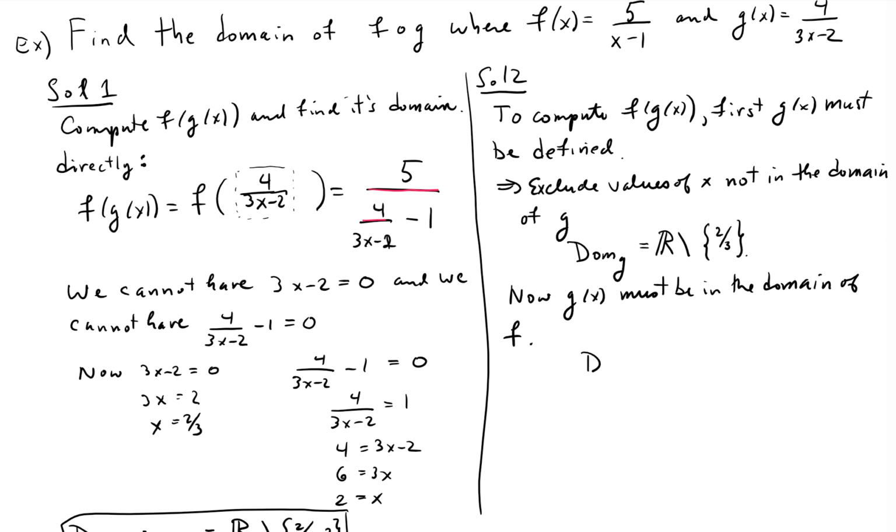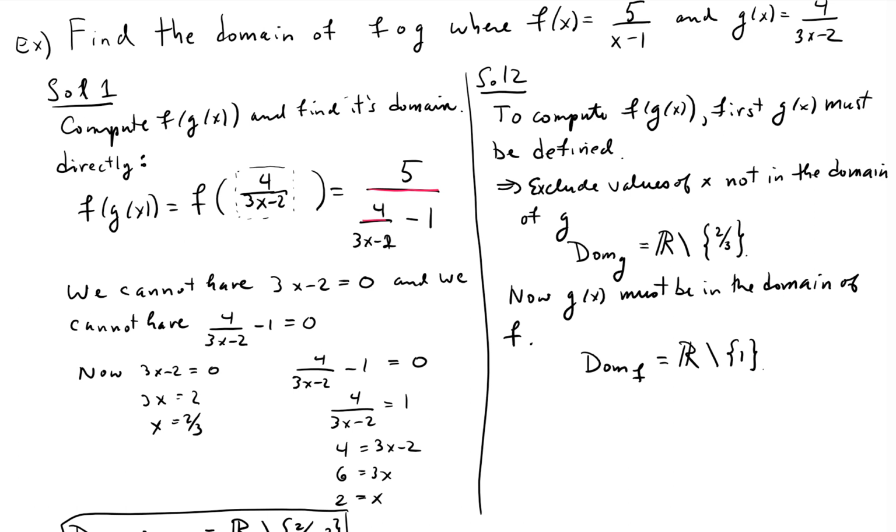So we need to know what that domain is. The domain of f is what? Well, it's going to be all real numbers except what makes the denominator 0, except 1. So which means that g of x, if it's in the domain, cannot be equal to 1. If it's equal to 1, it wouldn't be in the domain of f.